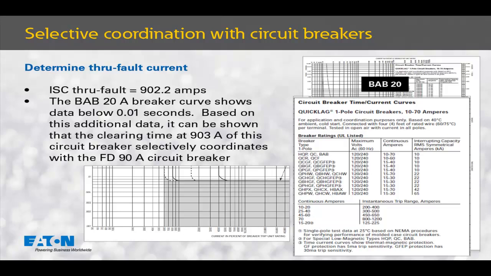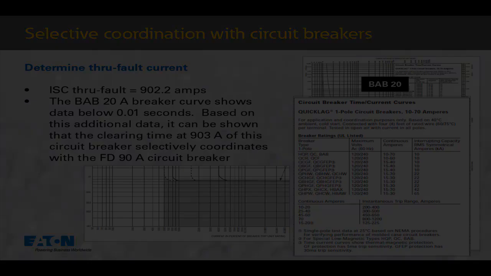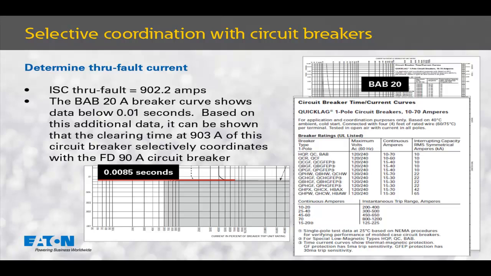This is the trip curve for the BAB20. As you can see, the instantaneous pickup range for the 20 amp circuit breaker is from 200 amps to 400 amps. We are well into the instantaneous region for the 2082 amps of short circuit current on the secondary of the transformer that this BAB20 will see during that short circuit. The clearing time of this circuit breaker is 0.0085 seconds. That is less than the 0.009 seconds of the 90 amp F-frame thermomagnetic circuit breaker upstream. So the FD90 will selectively coordinate with the BAB20 in this application.